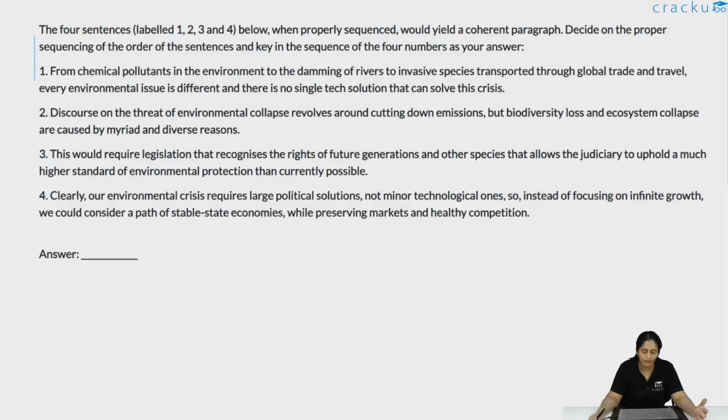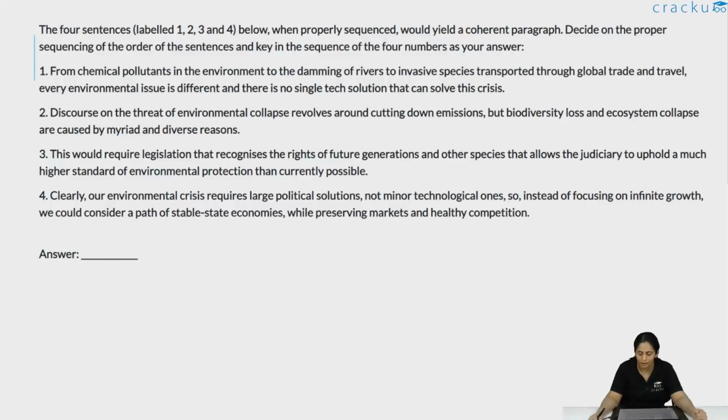From chemical pollutants in the environment to the damming of rivers to invasive species transported through global trade and travel, every environmental issue is different and there is no single tech solution that can solve this crisis. Discourse on the threat of environmental collapse revolves around cutting down emissions, but biodiversity loss and ecosystem collapse are caused by myriad and diverse reasons. This would require legislation that recognizes the rights of future generations and other species, that allows the judiciary to uphold a much higher standard of environmental protection than currently possible. Clearly, our environmental crisis requires large political solutions, not minor technological ones.